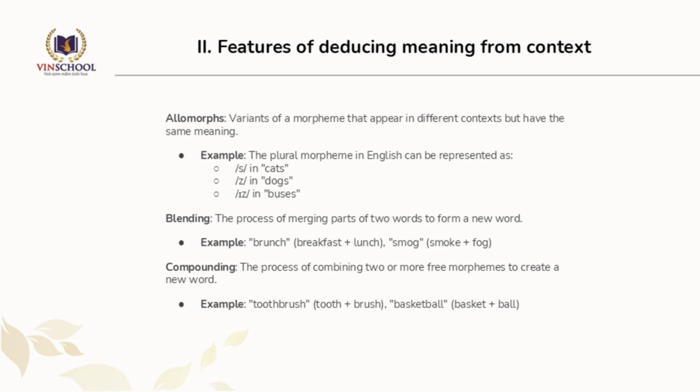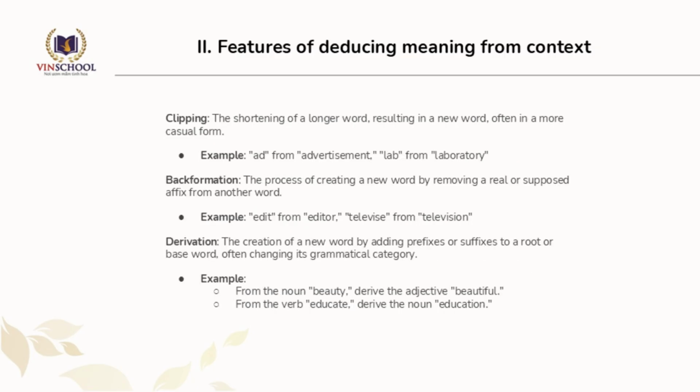Compounding is the process of combining two or more free morphemes to create a new word. For example, toothbrush is combined from tooth and brush, basketball is combined from basket and ball. Clipping is the shortening of a longer word resulting in a new word, often in a more casual form. For example, ad from advertisement, lab from laboratory.